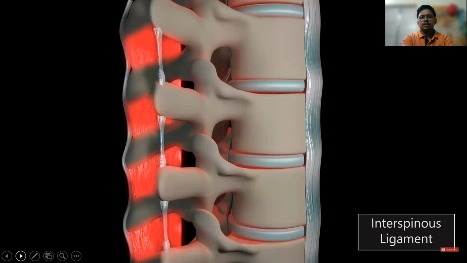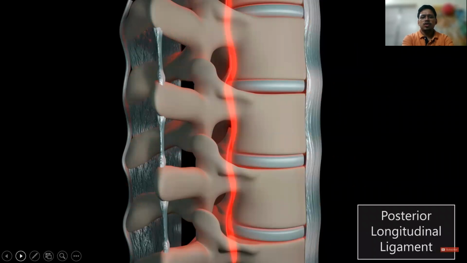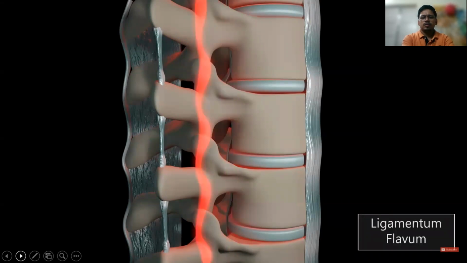The disc is protected inside the vertebral column by many ligaments: anteriorly the anterior longitudinal ligament, the posterior longitudinal ligament, and posteriorly the ligamentum flavum. So with so many ligament structures and bone structures, how can a disc slip? So slip disc is a misnomer. We should rather use the term disc herniation.